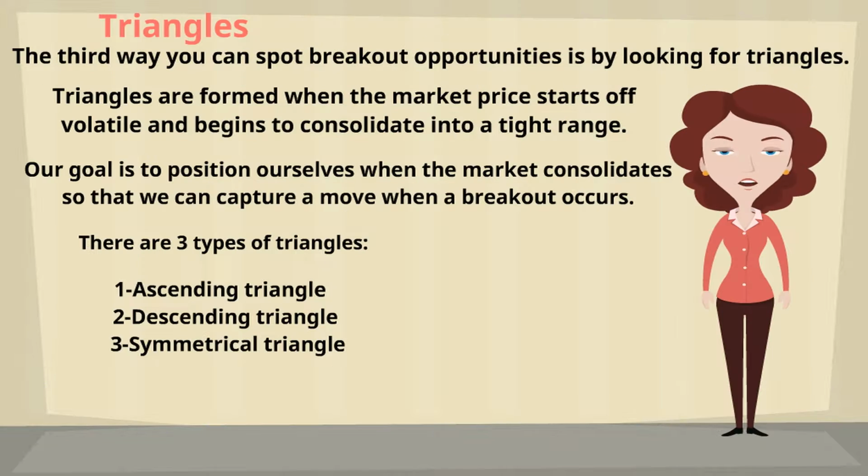Triangles. The third way you can spot breakout opportunities is by looking for triangles. Triangles are formed when the market price starts off volatile and begins to consolidate into a tight range. Our goal is to position ourselves when the market consolidates so that we can capture a move when a breakout occurs. There are three types of triangles: ascending triangle, descending triangle, and symmetrical triangle.